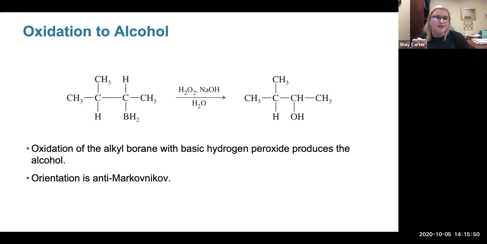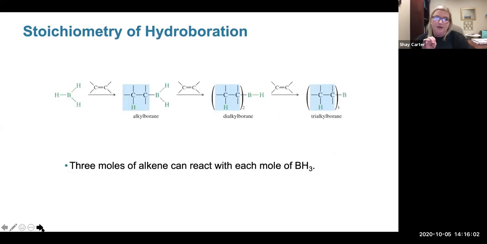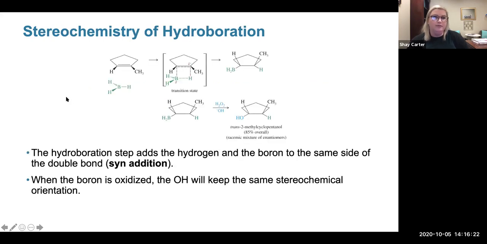Okay, so oxidation of the alkyl borane with basic hydrogen peroxide produces the alcohol, and the orientation is anti-Markovnikov. Now, stoichiometry-wise, 3 moles of an alkene can react with each mole of borane.